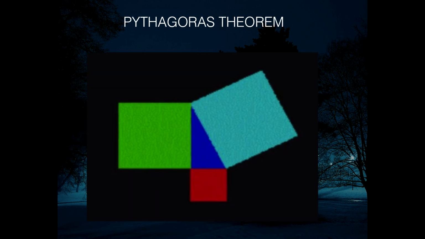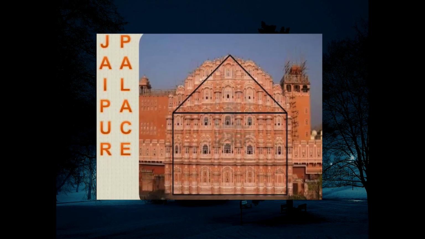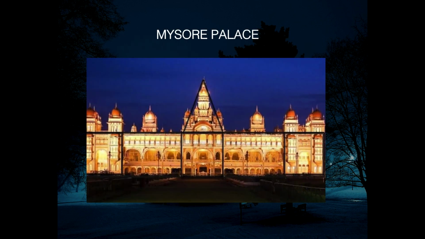So the Pythagoras theorem. We know that the Pythagoras theorem says the square of the hypotenuse is equal to the sum of the squares of the other two sides. Indian architects used the Pythagoras theorem to calculate right angles to build roofs, walls, sidewalks, and to calculate unknown dimensions. So these are a few examples of how Indian architects used the Pythagoras theorem. The first one is Jaipur Palace and the second one is Mysore Palace.